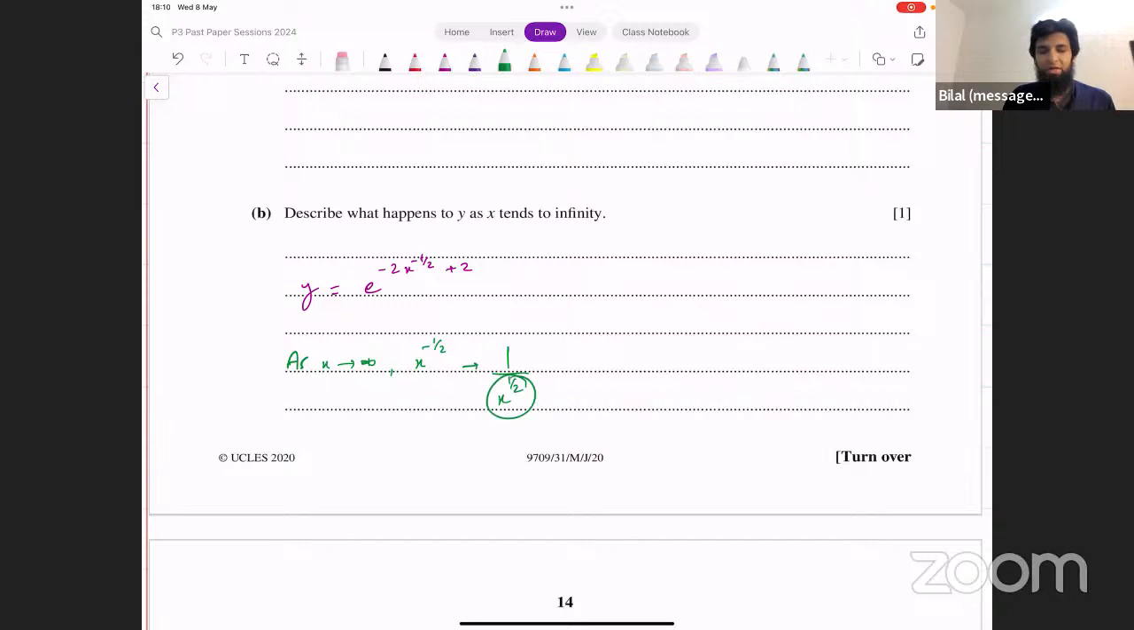So in the denominator, you have something extremely big. 1 over an extremely large number, what does that become? This becomes 0. So as x goes to infinity, this thing becomes 0. If that becomes 0, what happens to y? Y is equal to e raised to the power minus 2 into 0 plus 2, and that gives you y equals e squared. This is the value of y that you get when x goes towards infinity.